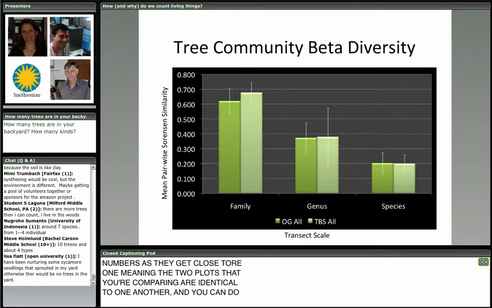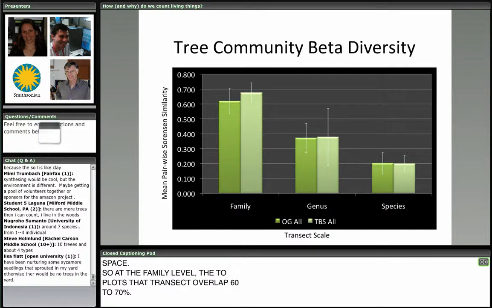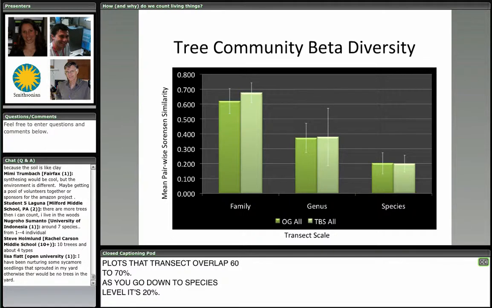So at the family level, at the coarser taxonomic level, the two plots, the transects within each plot, overlap by between 60 and 70%. As you go down to the species level, that goes down to about 20%. So that means that the transects have about 80% unique tree species in them on average. This is pretty amazing in Ecuador. In 1 hectare, there's only 20% overlap from sampling to sampling.